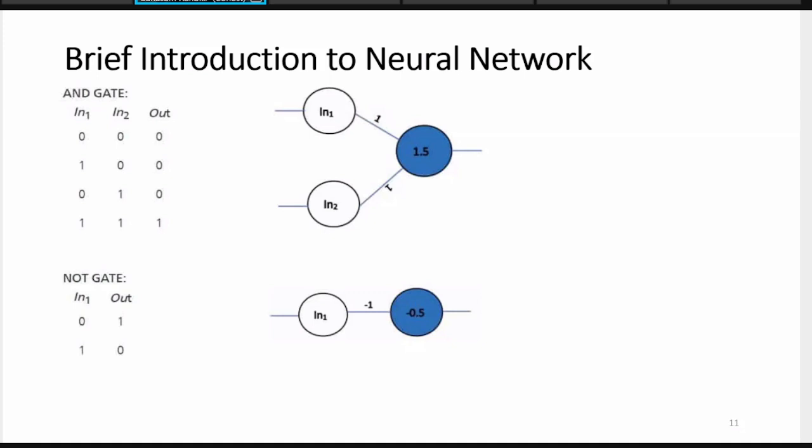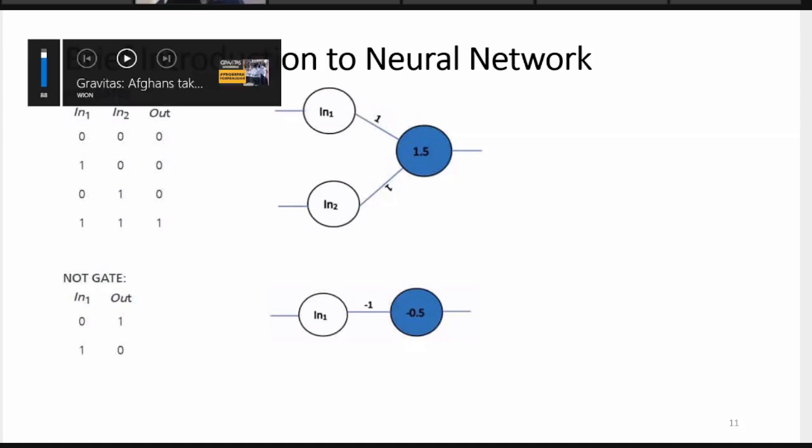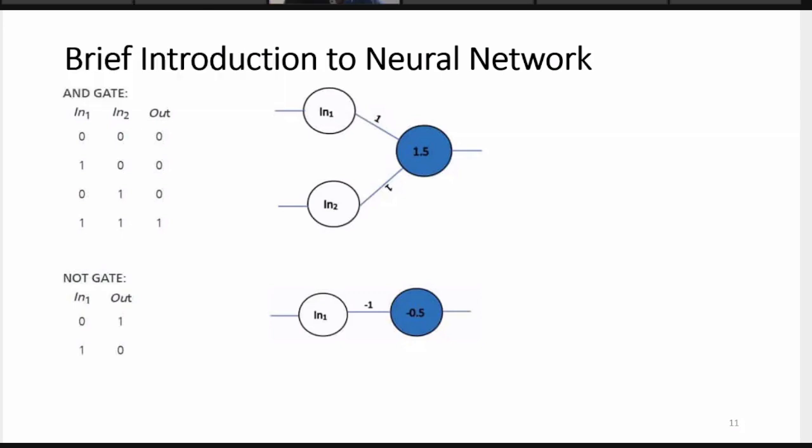Sir, I have one question. How can we decide which activation function we will use? That depends on the underlying task, and we will try to understand that as we go along. But at this point, let us not worry about that. The choice of activation function is important, but we will come to that.